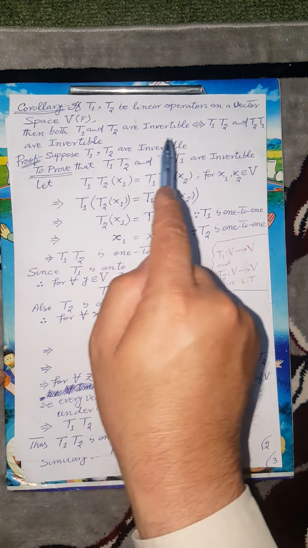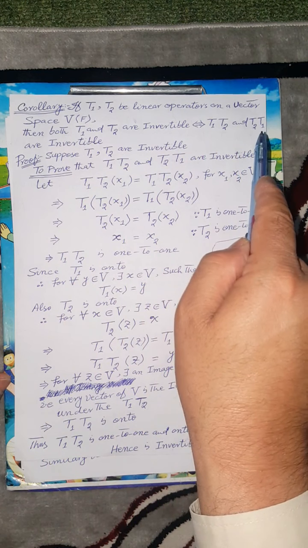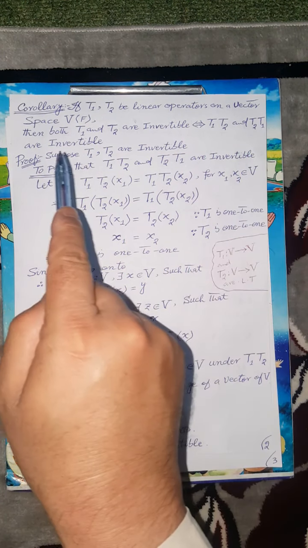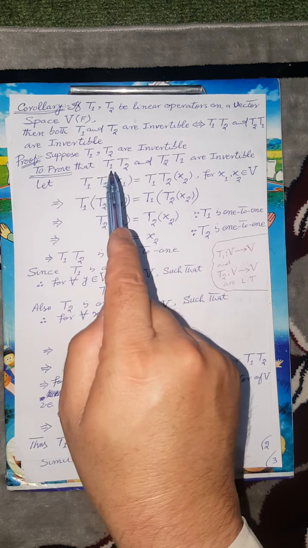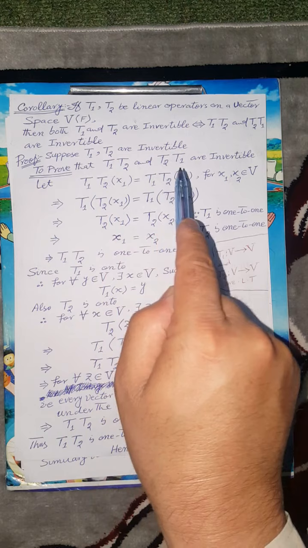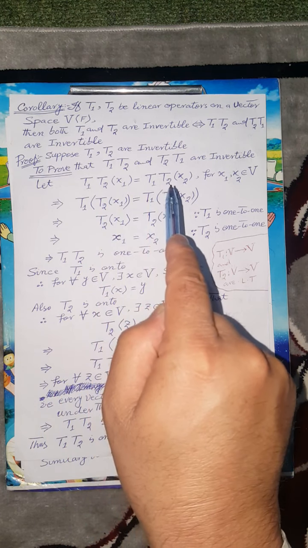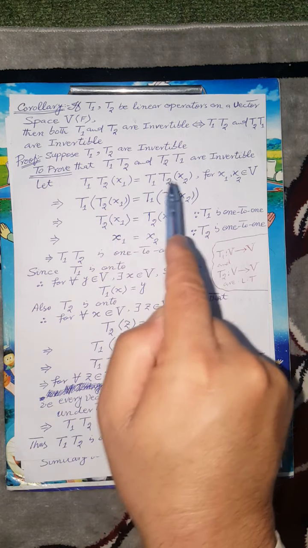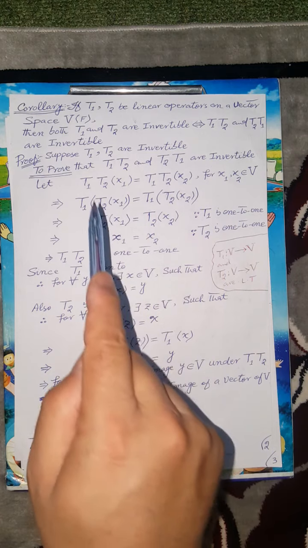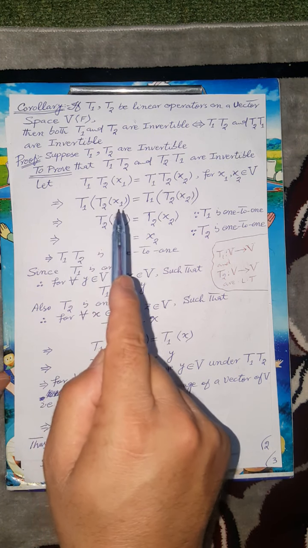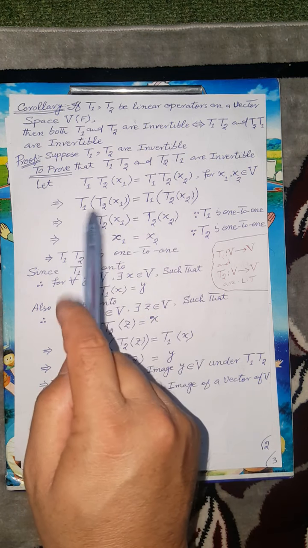Then both T1 and T2 are invertible if and only if the composition T1 T2 or T2 T1 is invertible. Suppose T1 and T2 are invertible. To prove that the composition T1 T2 or T2 T1 is invertible, let T1 composed with T2 of x1 be equal to T1 composed with T2 of x2, for x1 and x2 elements of the vector space V over the field F, which is also equal to T1 T2 x1 equal to T1 T2 x2.